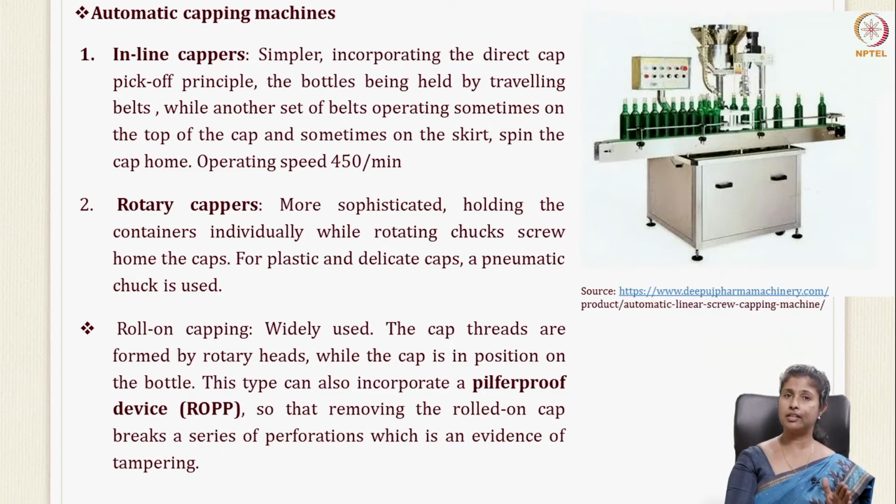There is something else called roll-on capping. Okay, this is widely used. You must have seen the threads on the caps. So these threads are formed by the rotating heads while the cap is in position on the bottles. In addition, you can put what is called ROPP, which is the roll-on pilfer proof. Now pilfer proof, as you will remember, is tamper proof. So when you incorporate the ROPP into your bottling, in case this is removed, it breaks a series of perforations and this is evidence of tampering. So this ROPP can be incorporated in the capping procedure itself.